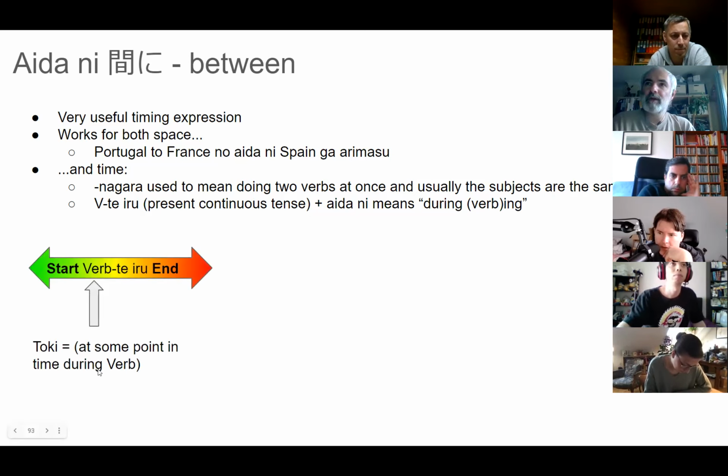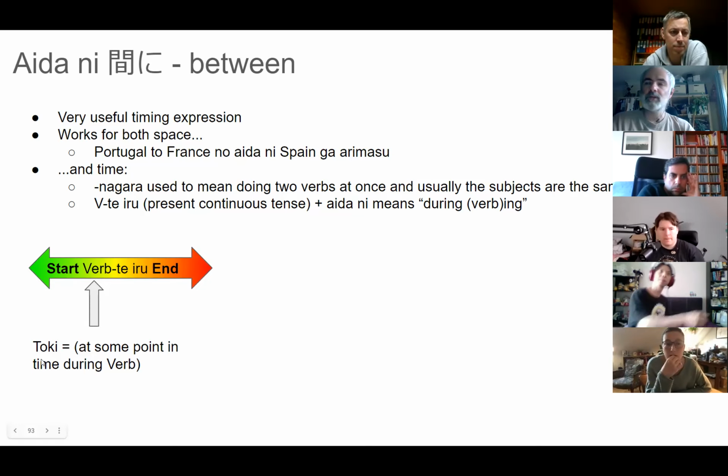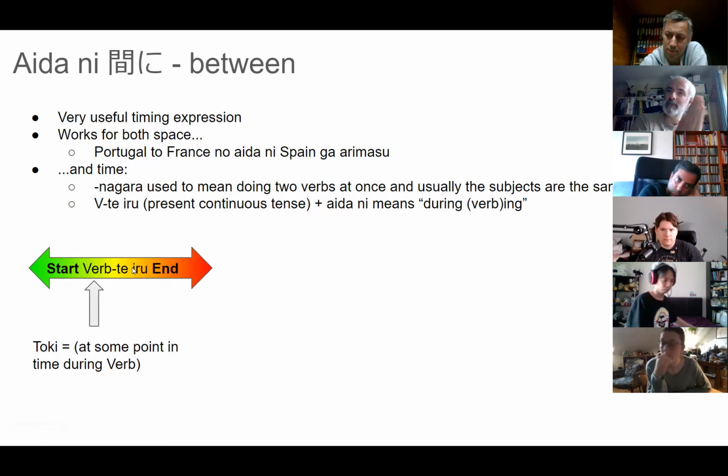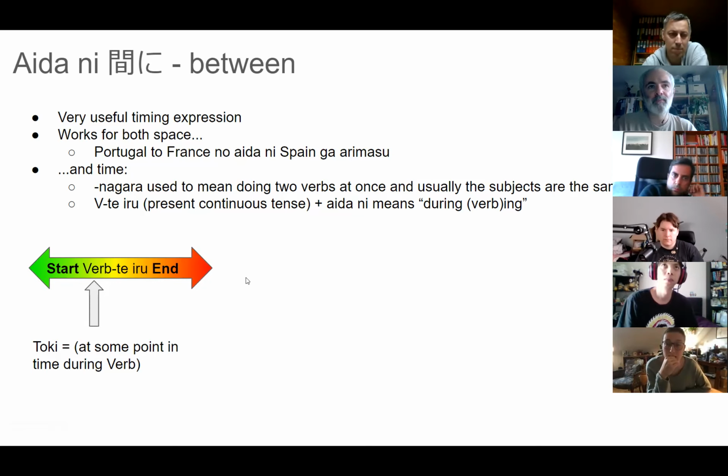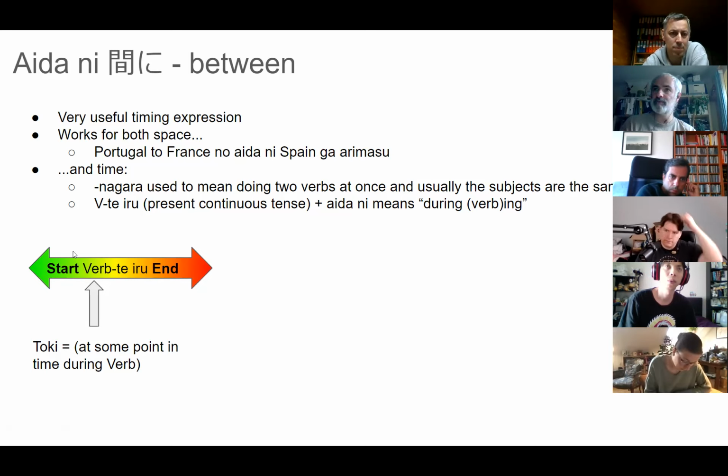So let's look at three forms of timing we've used in the past. Te iru toki. So when we say te iru toki, then this means at some point during this verb. And it would often mean a moment in time. So even if this verb takes a long duration, if we put toki, then it suggests at some point in time during this verb going on, during this process.